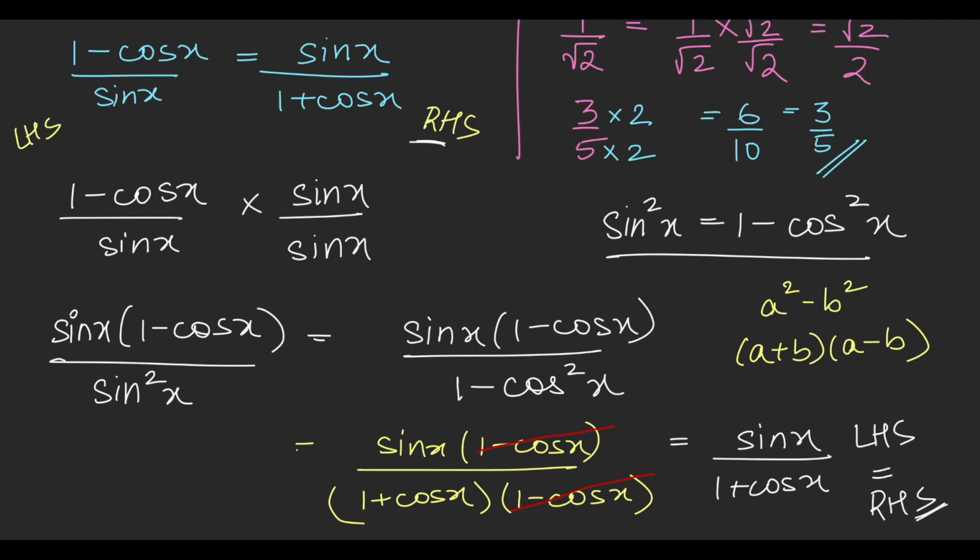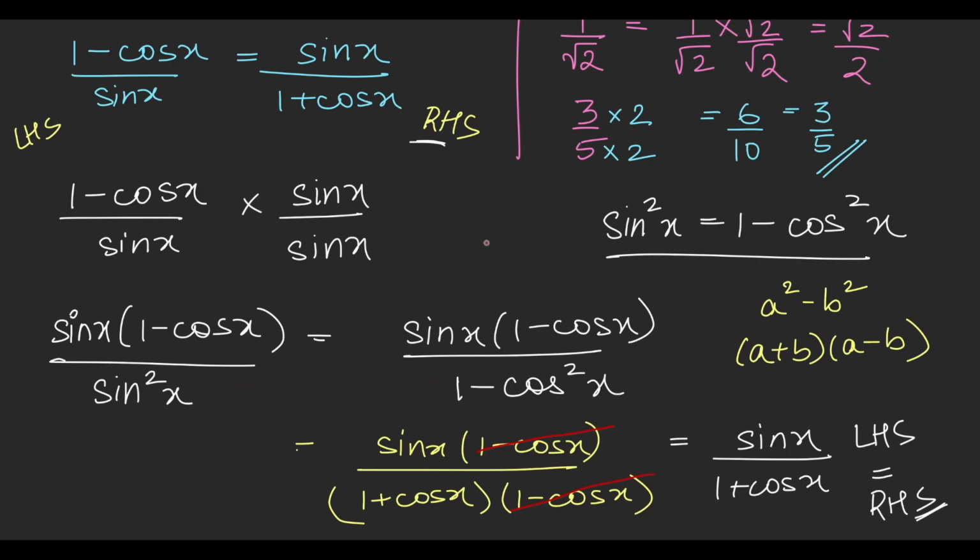So here we isolate sin x outside, keeping 1 minus cos x inside, upon sin²x. We saw that sin²x can be written as 1 minus cos²x, using the identity that sin²x plus cos²x is equal to 1. So we just substitute this value into 1 minus cos²x.